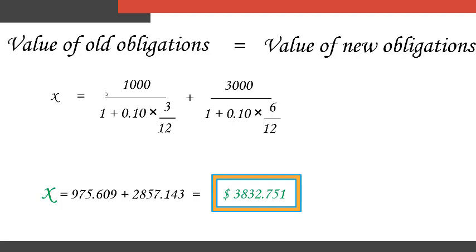In this slide, according to the position of the focal date, it lies before the maturity dates, and the value of all the old debts equals the value of the new debts. So X will be equal to 1000 over 1 plus 10% times 3 over 12, plus 3000 over 1 plus 10% times 6 over 12. X here will be equal to $3,832.751.